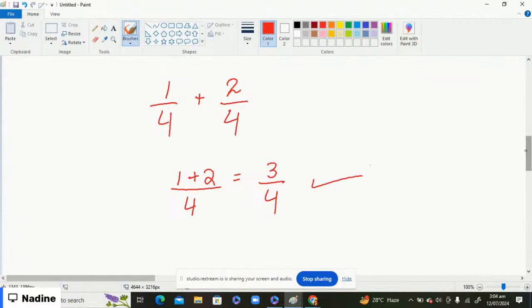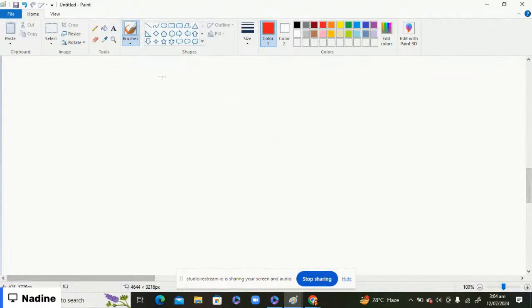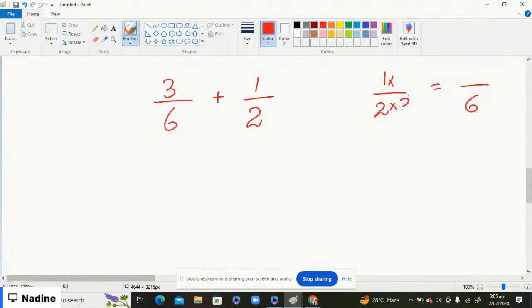Now let's do another. For example, here is 3 by 6 plus 1 by 2. We take the same approach again, taking the 2, so here I put 1 by 2. Now multiply and divide by which number to get 6 in the denominator? 2 times which number is 6? We know 2 times 3 is 6, and the same number goes in the numerator as well as the denominator. So 3 times 1 is 3 and 3 times 2 is 6. So this is 3 by 6 plus 3 by 6.